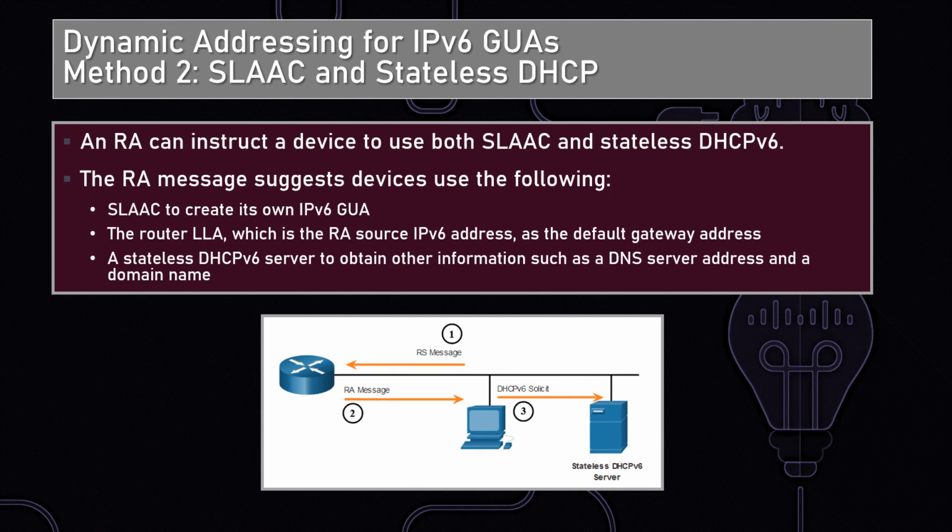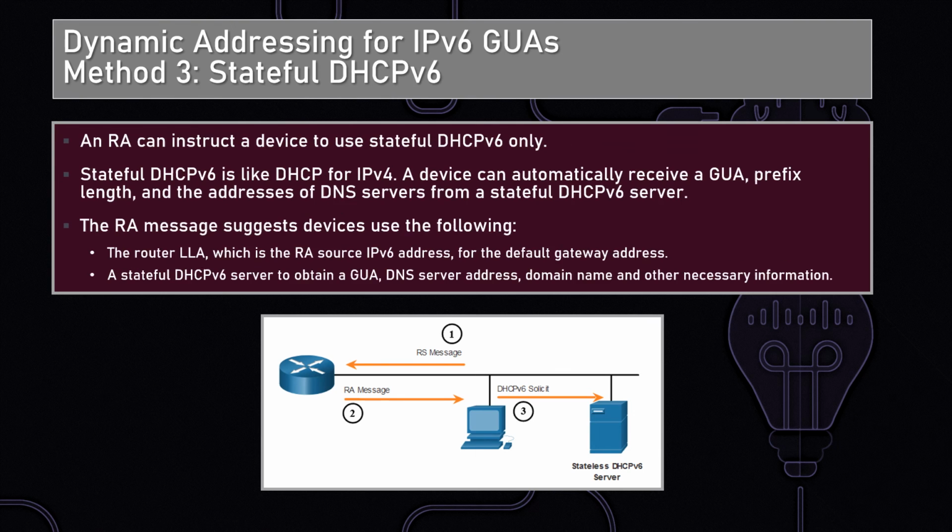So an RA can instruct a device to use both SLAAC and DHCPv6. The RA message basically will suggest that devices use the following. Create your own GUA using SLAAC. This is the router LLA, so your default gateway address. And then the DHCPv6 server will be used to obtain other information such as DNS server addresses, domain names, etc. So again, hybridizing. SLAAC uses that automated system to generate your GUA based on your MAC address, and then you get your LLA for your default gateway. So that allows you to transition pretty quickly.